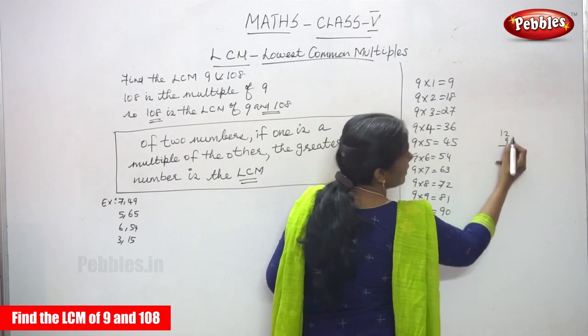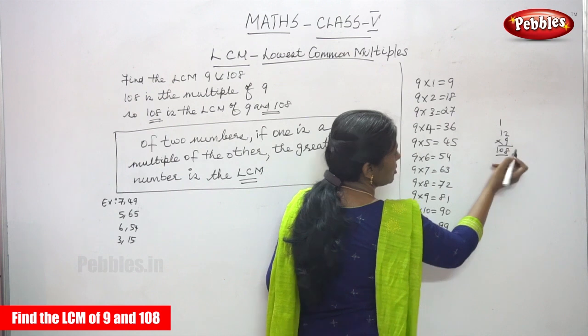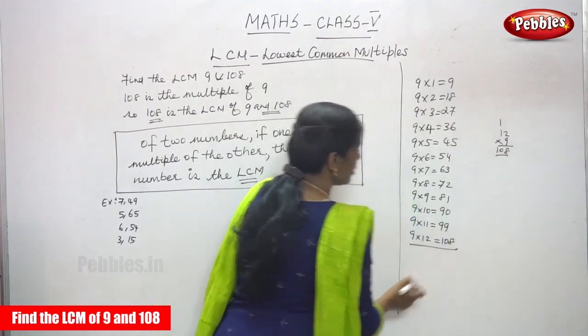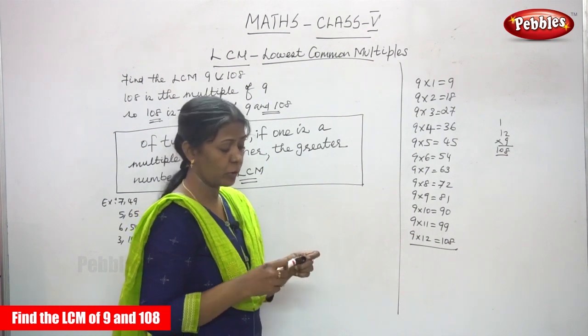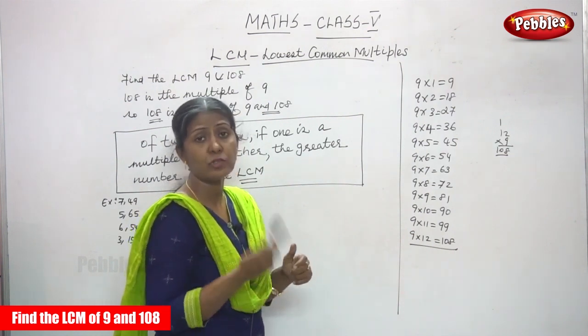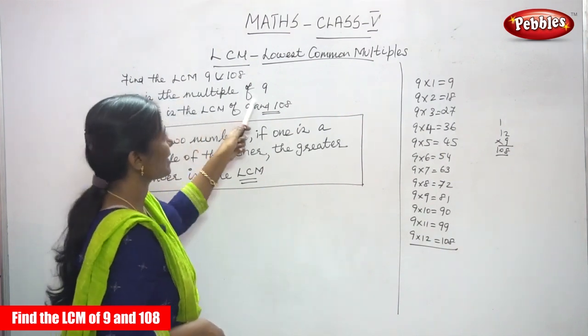Okay, if you want you can do this. 12 into 9, 9 twos are 18, carry 1, 1 nine is 9, 9 plus 1 is 10, that is 108. So 9 into 12 you will get 108. So 108 is the multiple of 9.